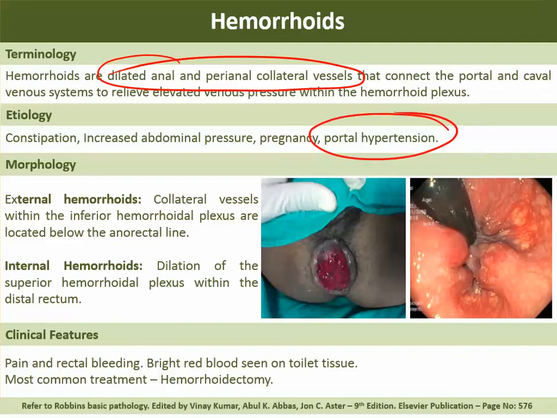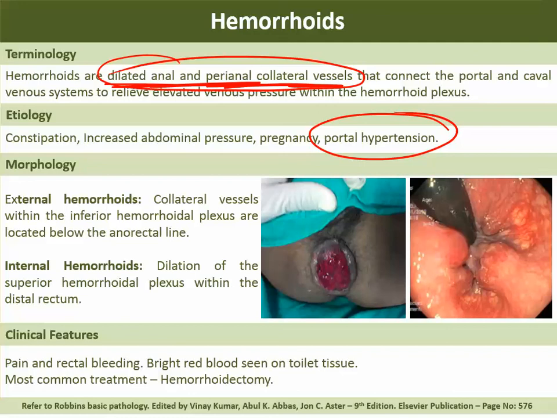Inshallah, that will be our separate lecture. Portal hypertension is very, very important. It comes in alcoholic patients and liver cirrhosis. The portal vein goes for hypertension, and that will lead to dilation of anal and perianal blood vessels. If you do a colonoscopy, the blood vessels will protrude like a strawberry. It gives a strawberry appearance.